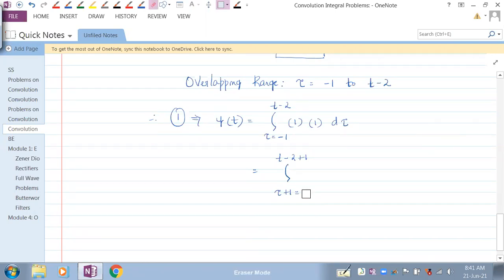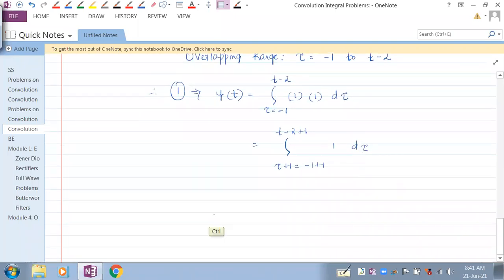So the intention is to have it going from 0 to the upper limit. Okay, so it is -1. So this is what we have done. You need not show this in this much detail; it is understood. So what we've done is this: tau plus 1, integration going from 0 to t minus 1, d tau. So this is what it is.